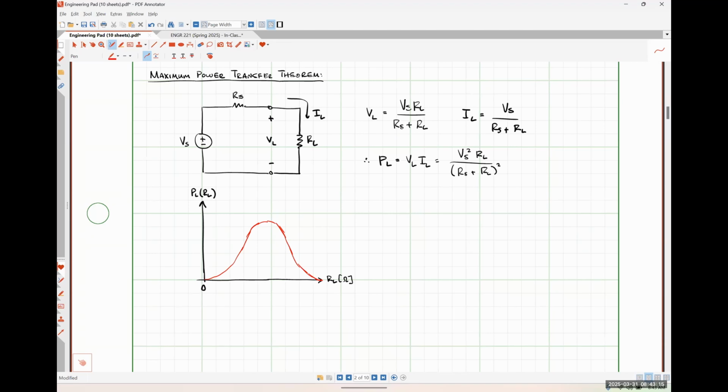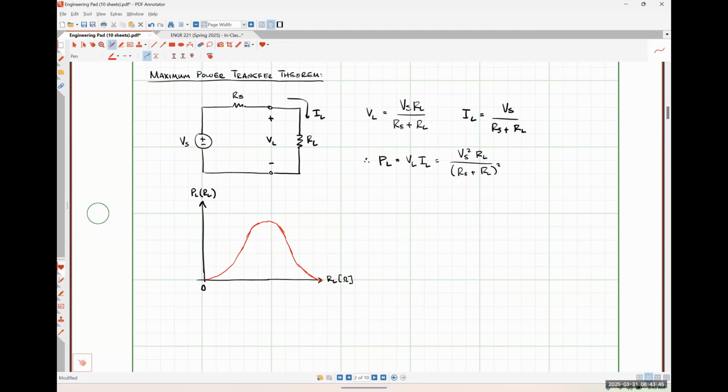On the left-hand extreme, with our load acting like a short circuit, we know that there should be no power absorbed, because since there's no voltage drop across a short circuit, there can't be any power absorbed by a short circuit. And on the right-hand extreme, where we are at an infinite resistance, we should also have no power absorbed, because if there's no current flowing through the load, then there can't be any power absorbed by the load either.